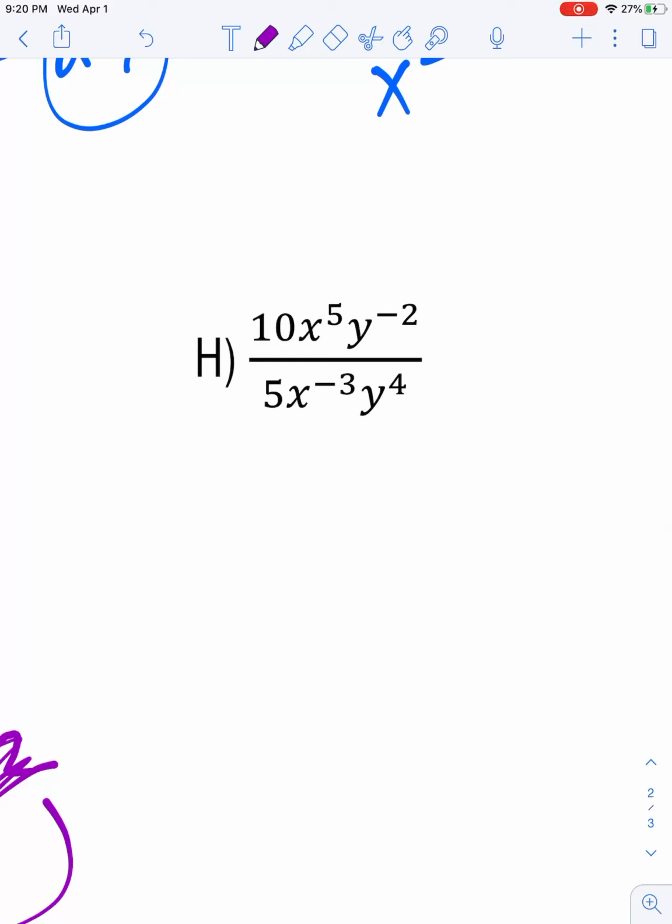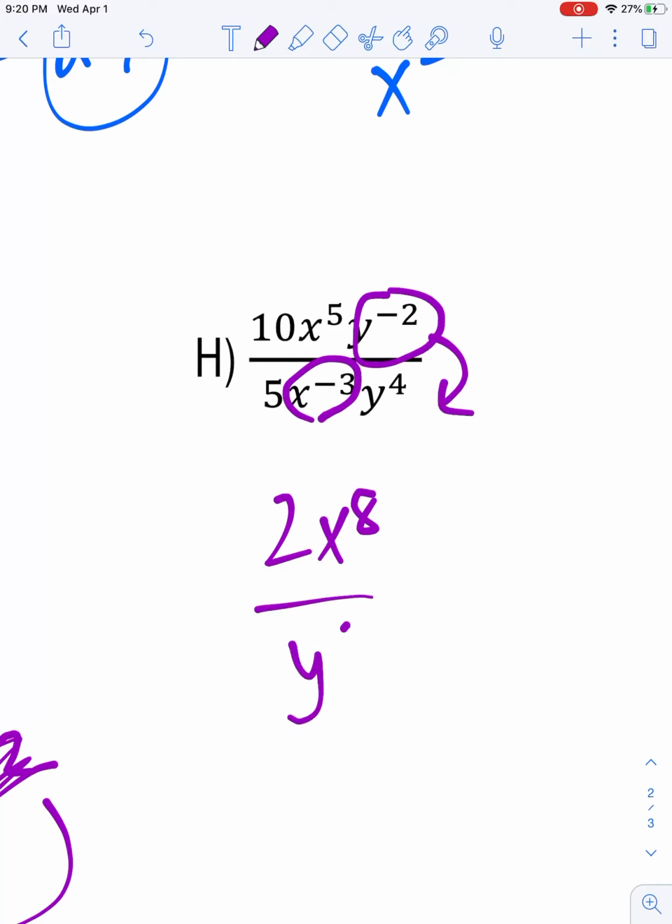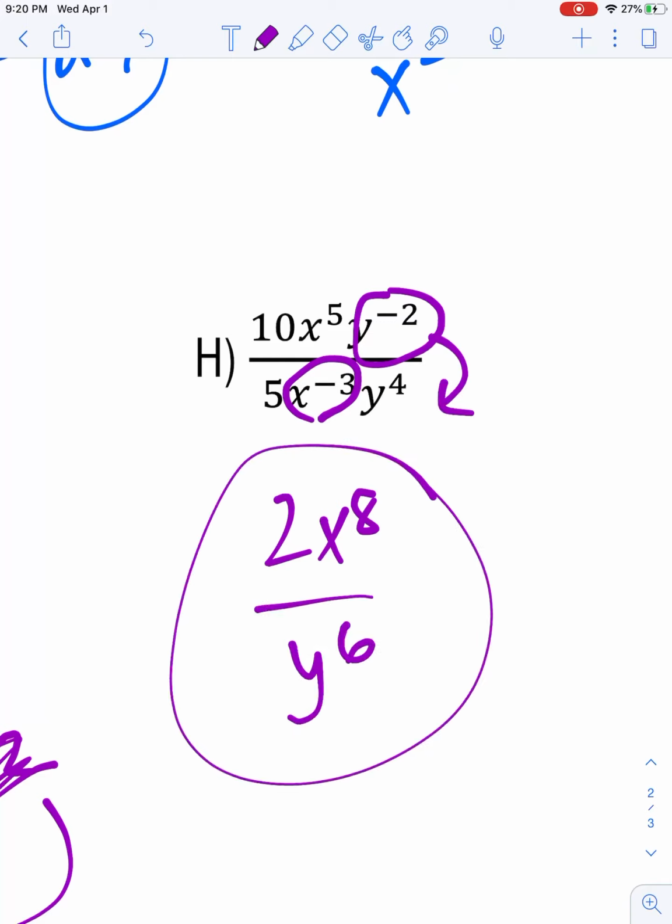Let's check H. 10 divided by 5 is 2. And then if these 3 x's move on top, I have x to 8 on top. If these 2 y's move to the bottom, I have y to the 6 on the bottom. There's my final answer for part H.